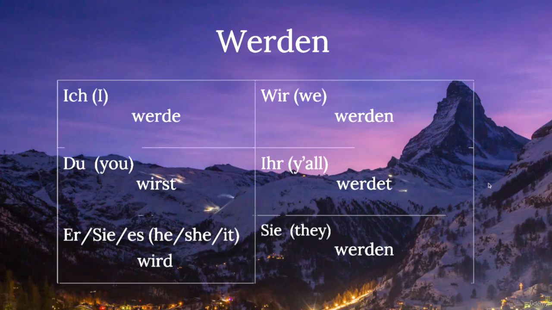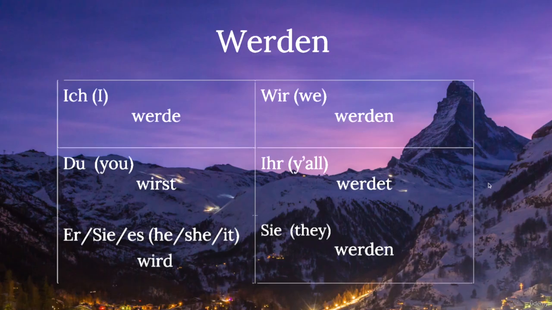But first, let's see how we can use this verb. This verb is not regular, and because of that you say ich werde, du wirst, es wird, wir werden, ihr werdet, sie werden.